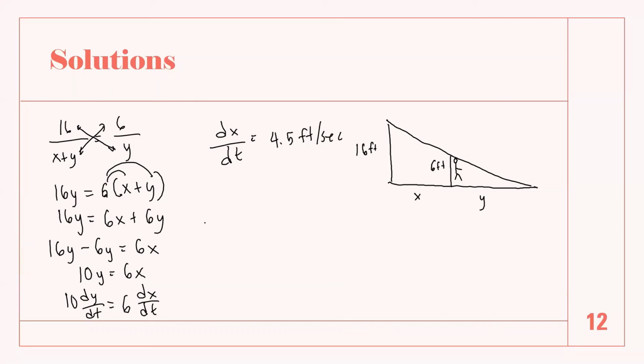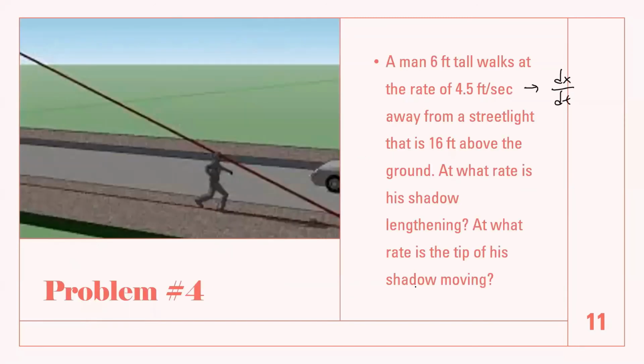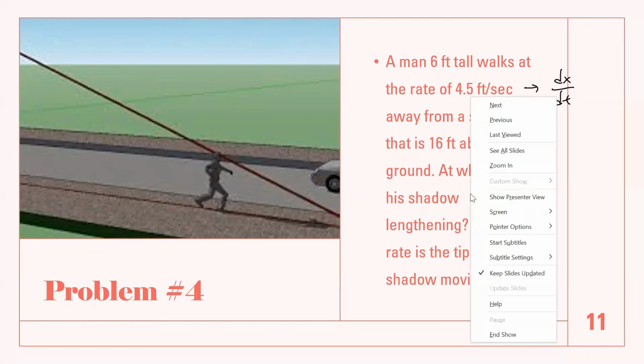So what we are going to do here is substitute the given quantities. So yung dx over dt niya is 4.5 feet per second. So now, what we are going to do is multiply, which will be 27 feet per second. Then we're going to divide both sides by 10. Okay. So 27 divided by 10 will be 2.7 feet per second. So, bale, ito po yung dy over dt natin. So, ibig sabihin, the shadow lengthens at 2.7 feet over second.